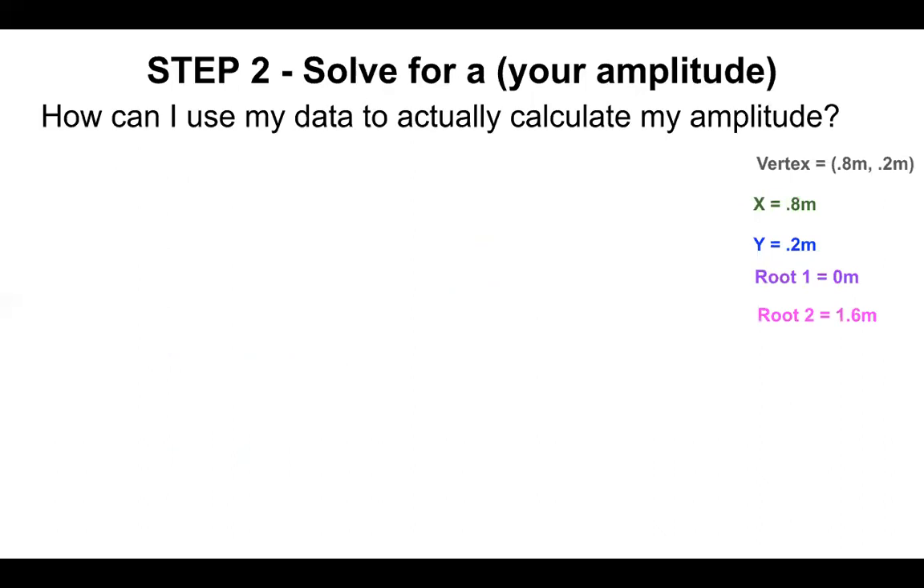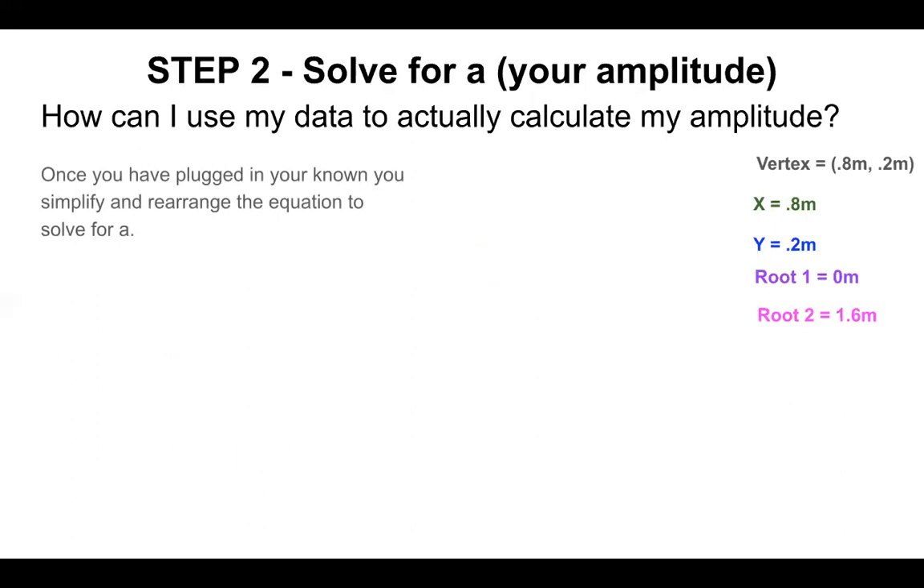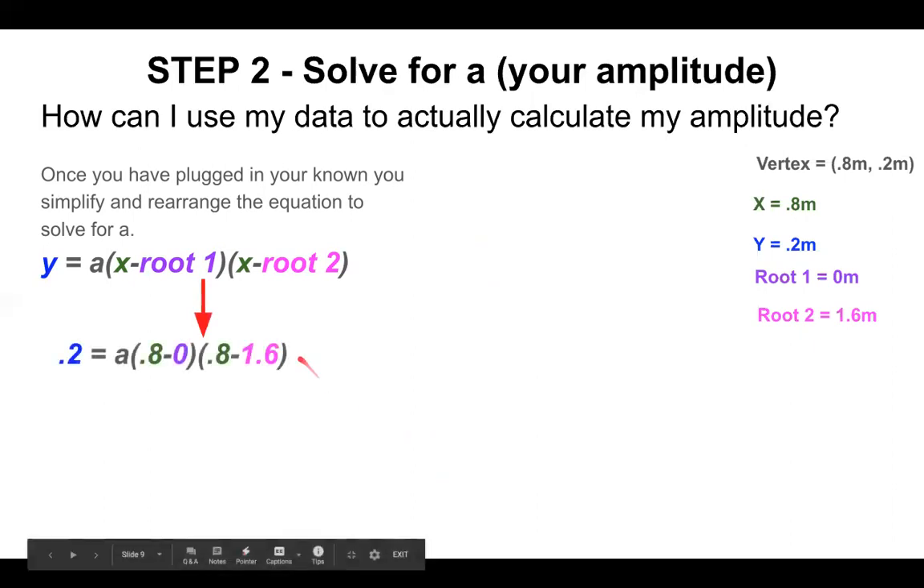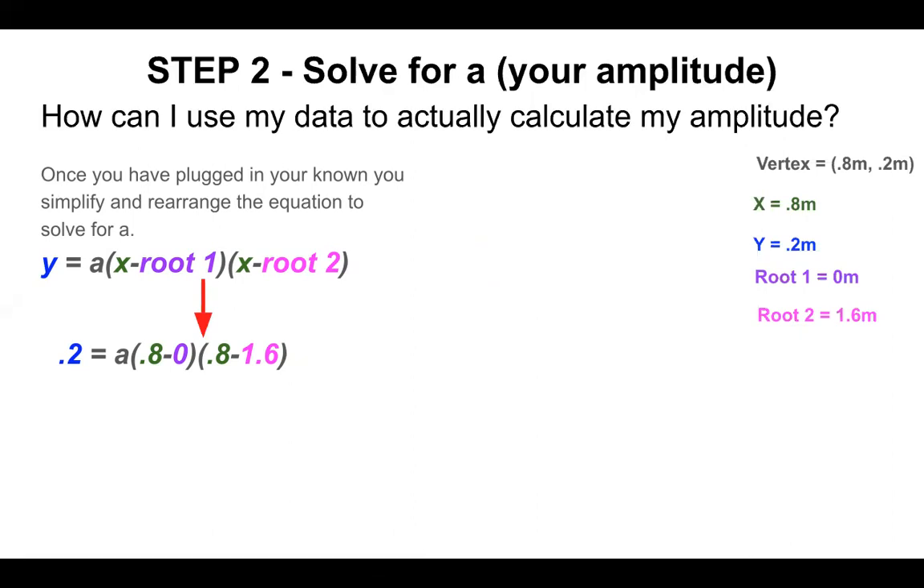The next thing you're going to do once you have that filled-in equation is you're going to actually do some stuff to it. Once you've plugged in your known variables, you simplify and rearrange the equation to solve for a. So we have our regular factored equation. We plug in what we know, so this is the same equation that I had on the previous slide. Now, in order to simplify and rearrange this equation, there's a series of steps I can take. Some of you might know how to do this, in which case you just go for it. But if you need a quick reminder, I'm going to walk you through some steps.